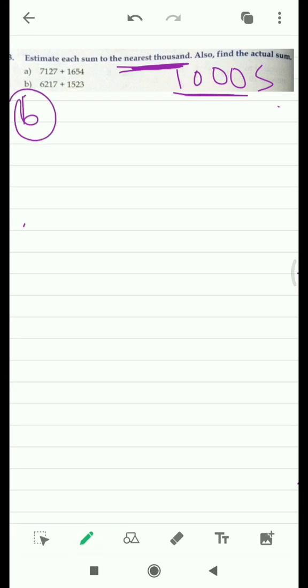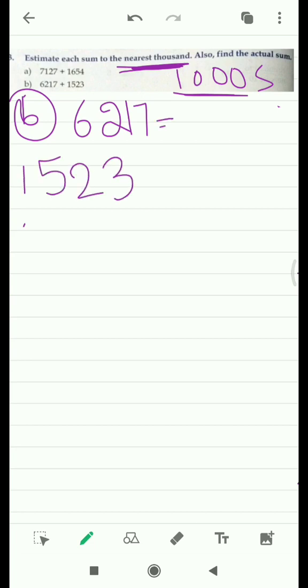B part. 6,217 and 1,523. Since it is rounding off to the nearest thousands, so we need these 3 digits to become 0. 7, 1 becomes 0, 2 becomes 0. Now look at this 2. It's a weak digit, so it's not able to push the 6 to 7. So 6 will remain only 6.